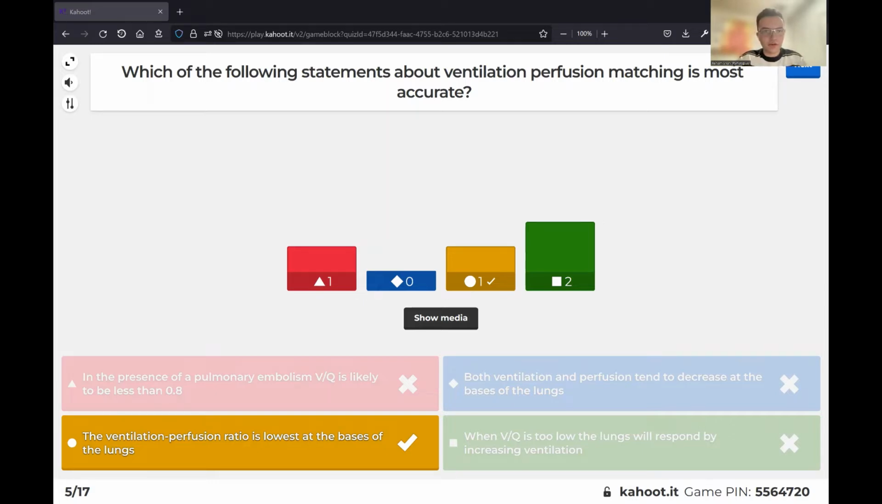And I think I might just quickly go to red because one person picked that. In the presence of a pulmonary embolism, VQ is likely to be less than 0.8. In the case of a pulmonary embolism, you would have reduced blood flow. So you would have Q, which is the perfusion variable, being lower. And so overall, the ratio will be higher, and in this case higher than 0.8, not less than. So hopefully that clarifies things a bit.